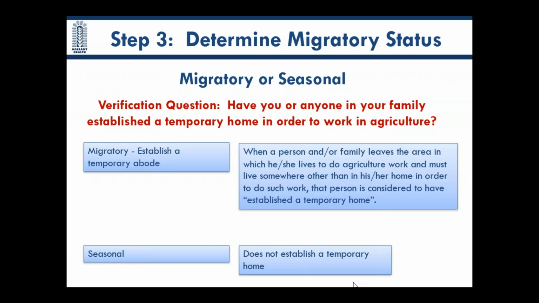Then we want to determine migratory status. So the verifying question is, have you or anyone in your family established a temporary home in order to work in agriculture? So migratory ag workers establish a temporary home, which means they are having to establish a temporary home to work in agriculture. And the distance doesn't matter. It could be going to another state or going to another county. If they have to establish a temporary home to work in agriculture, then we would consider them a migratory worker. A seasonal worker does not establish a temporary home.